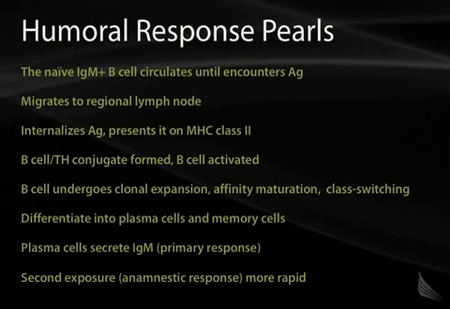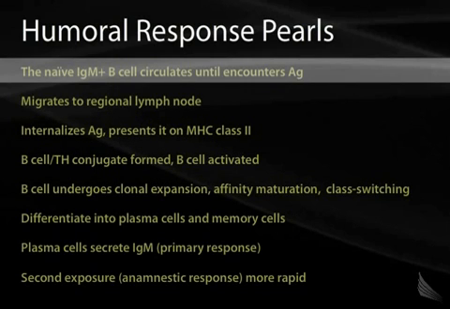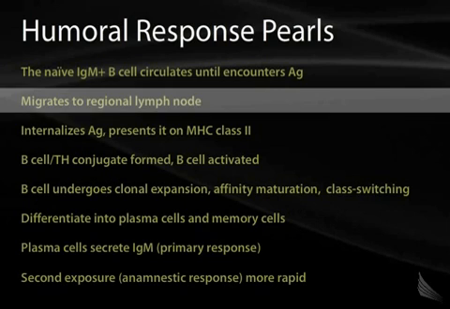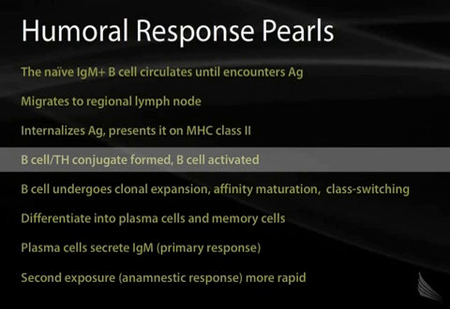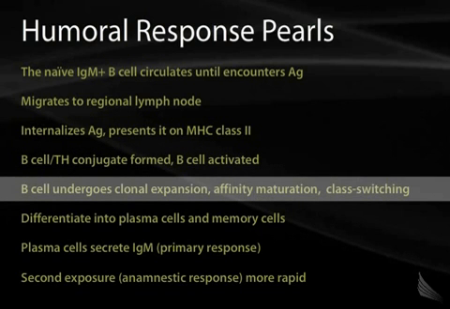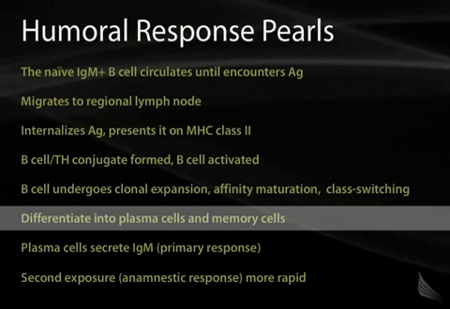So some humoral response pearls. Remember that naive IgM-positive B cells, meaning those B cells that have an IgM monomer on their surface, will circulate until they encounter antigen. Once they encounter that antigen, they can migrate to the regional lymph nodes, they internalize that antigen, and they can present it on MHC class II. Remember that B cells are also APCs. Once this B cell T helper cell conjugate is formed, the B cell is activated. The B cell can then undergo clonal expansion, affinity maturation, and class switching. So we get higher affinity antibodies, different isotypes, IgG, IgA, IgE. They then differentiate into plasma cells and memory cells.